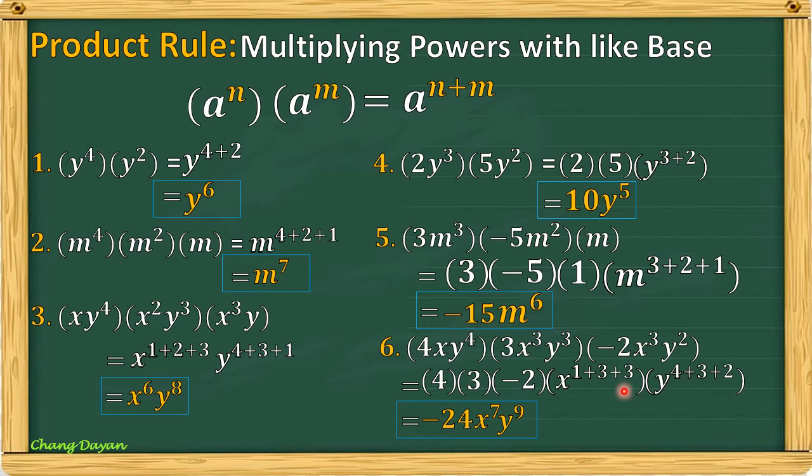Therefore, we'll have x raised to 7. For y, we'll have to add 4 plus 3 plus 2. The sum is 9. So, we'll have y raised to 9. Our answer in number 6 is negative 24 x raised to the 7th power y raised to the 9th power.